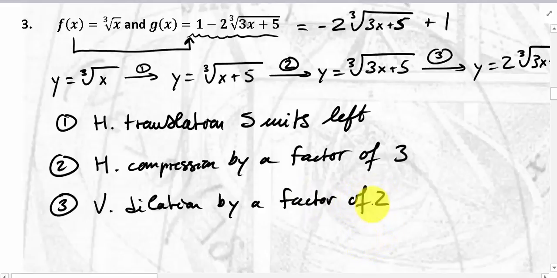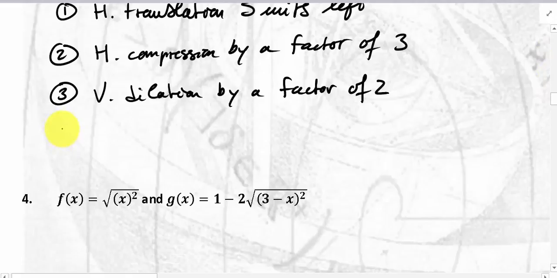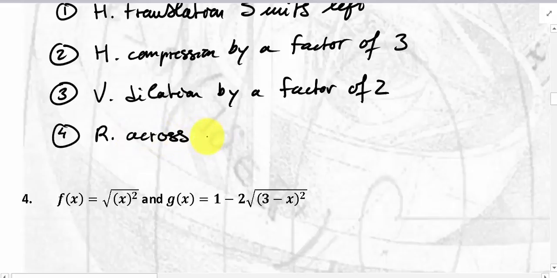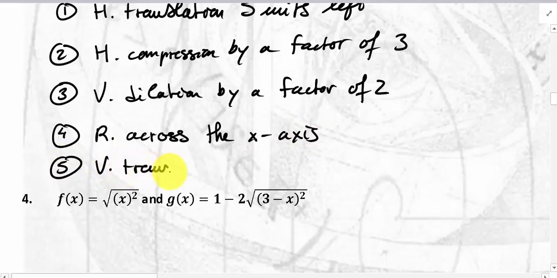Okay. Number 4, almost done. Number 4 is a reflection across, so y becomes -y, so across the x-axis. And number 5 is a vertical translation, 1 unit upward. Okay, that's it. So please do number 5.